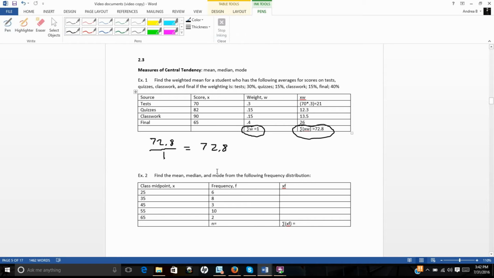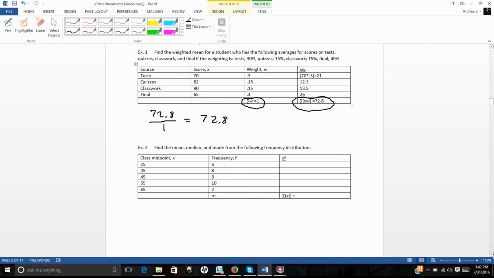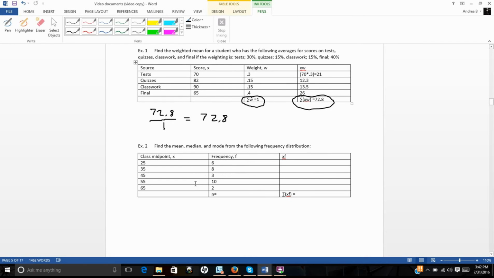And then for this next example here, we're finding the mean, median, and mode from a frequency distribution. I know most of you are probably used to finding mean, median, and mode using a list of numbers instead. But sometimes you're also going to find it using a frequency distribution. So to do this, again, you want to set up what the midpoints are of each of your classes, and then the frequencies. And then to calculate n is your sample size.